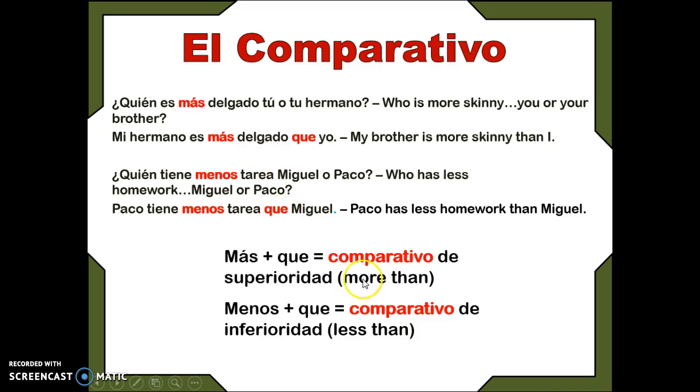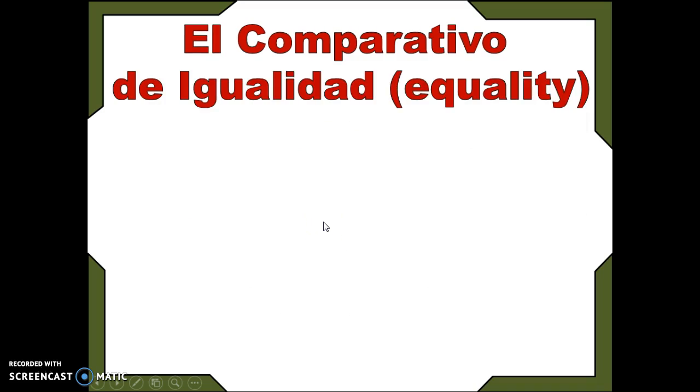So again, here is just, if you want to see it in a formula, again, I've been saying it, but más plus que equals comparative of superioridad, which just means you have the triumph, you more than, right? So more skinny. And then this one just means inferior, less than, less homework than.